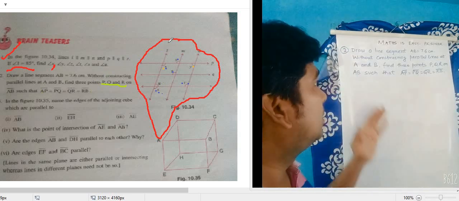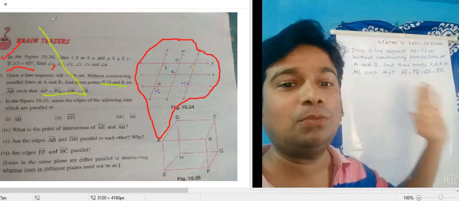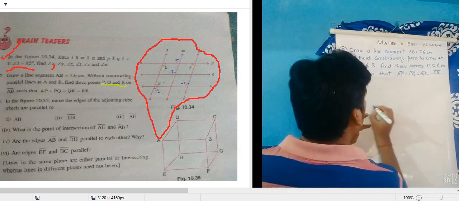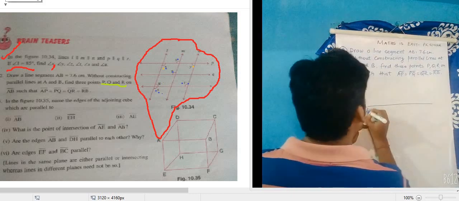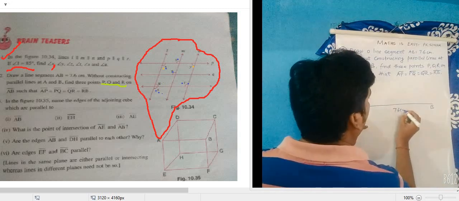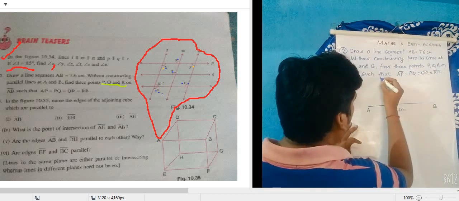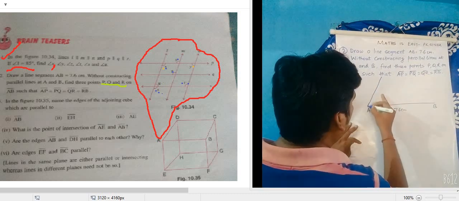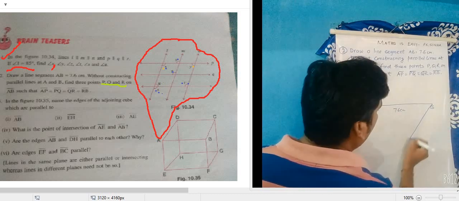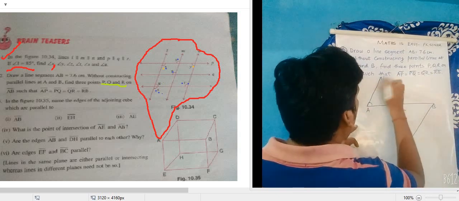So how will we do this? This is the same as dividing a line segment into 4 equal parts. So how do we do it? First of all, we will draw a line segment of length 7.6 centimeters and name it AB. This is 7.6 centimeters. Okay. Now what I have told is that at point A we have to construct an acute angle, and this acute angle should be similar to an angle at B. Name it P and this as M and N.